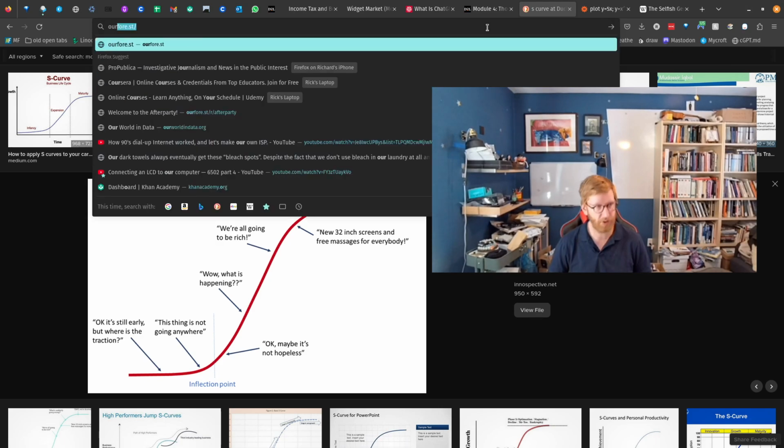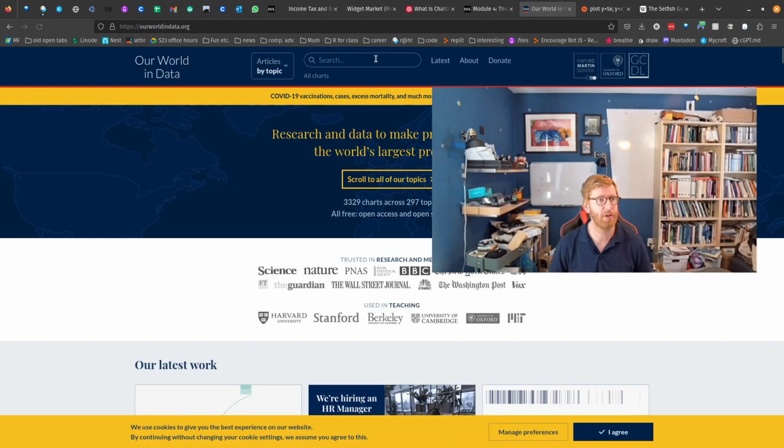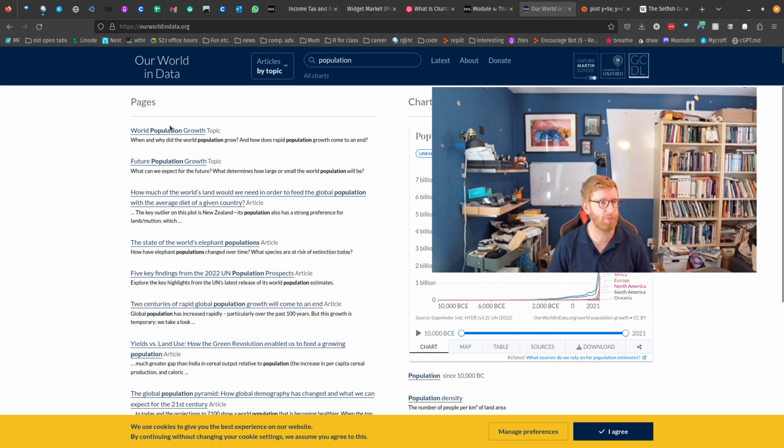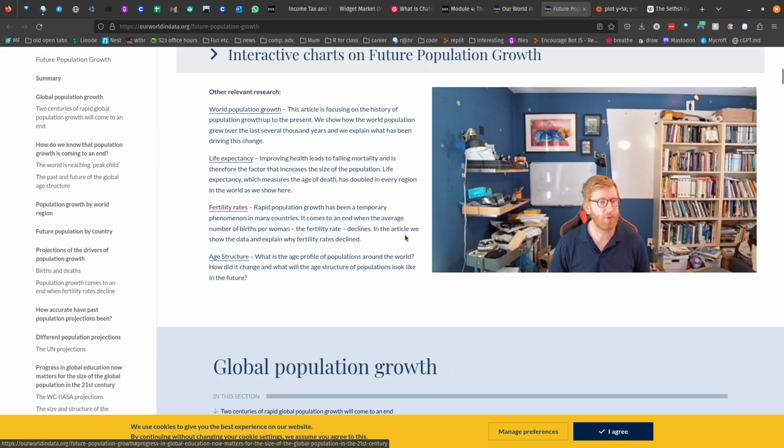I bet Our World in Data has a nice graph here. Population growth, world population growth. So hey, there is definitely a crazy hockey stick curve right there. Let's look at future population growth. So as we get the capacity to keep more people alive, the population explodes, which we've seen over the last couple thousand years, basically. But inevitably, it's going to level out.